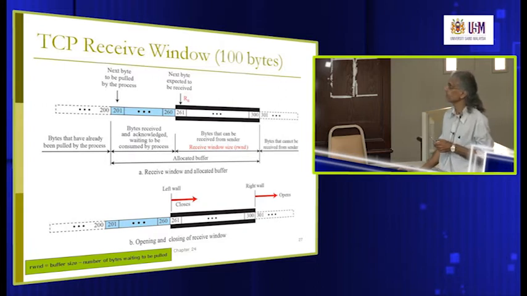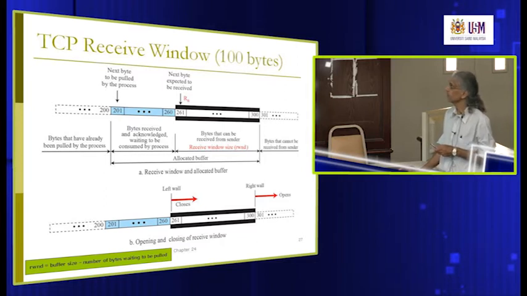So as the packet is received, acknowledgement will be sent, and now the window will be shifted towards the right, and new data bytes are now ready to be received. Same thing: as the bytes are received and acknowledged, the left wall of the window will close, and the right wall of the window will open. It basically shifts from left to right.